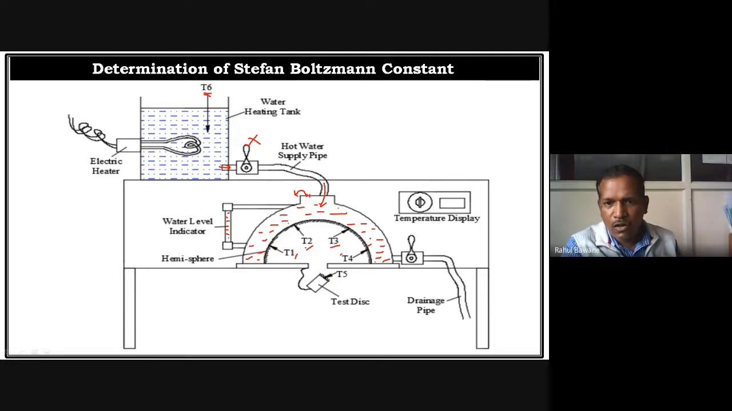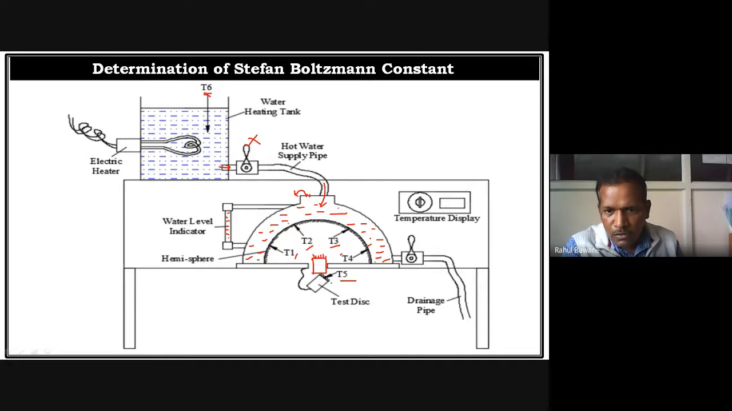Once we note down all these 4 thermocouple readings, we then note down T5 before inserting into the hemisphere. So that is counted as 0 seconds. What is the value of T5? And the instant we insert this test disc into this hole, what happens?